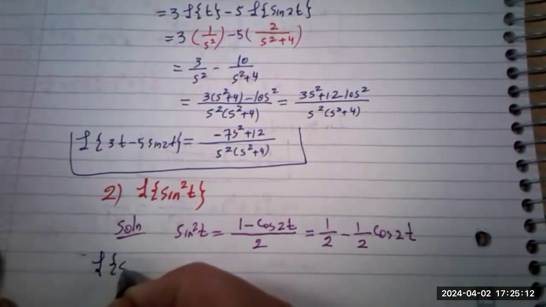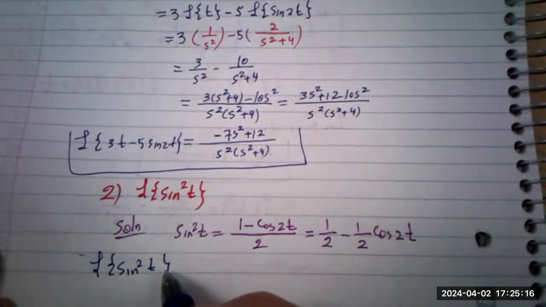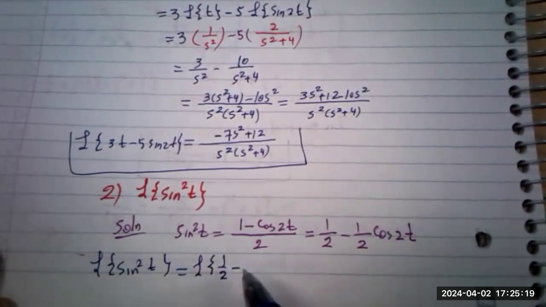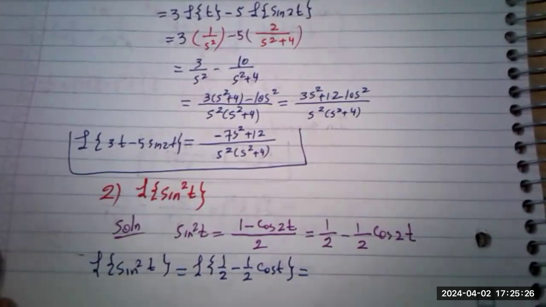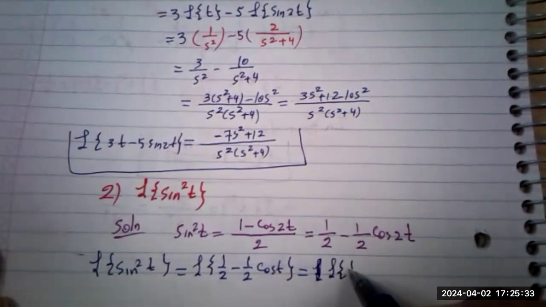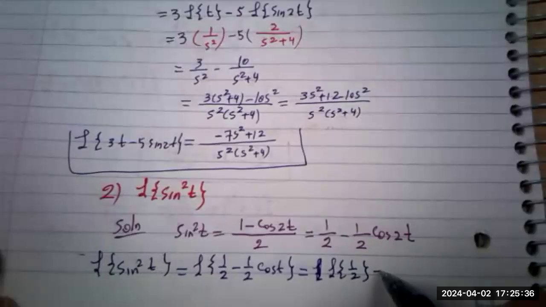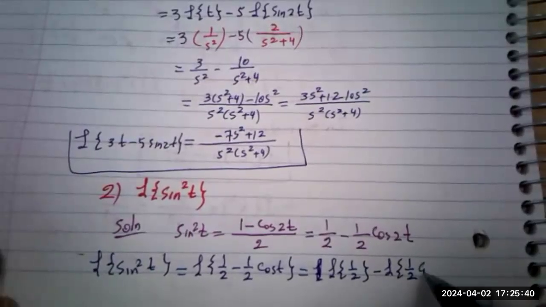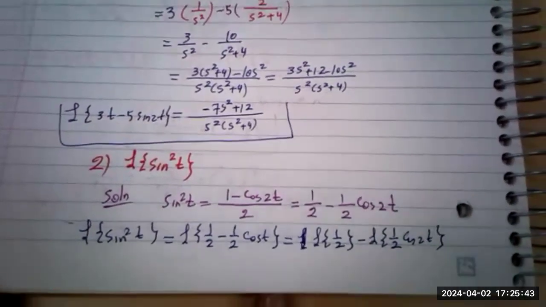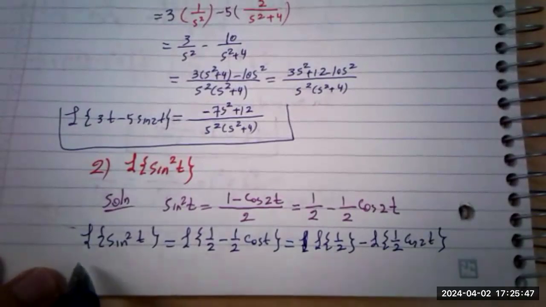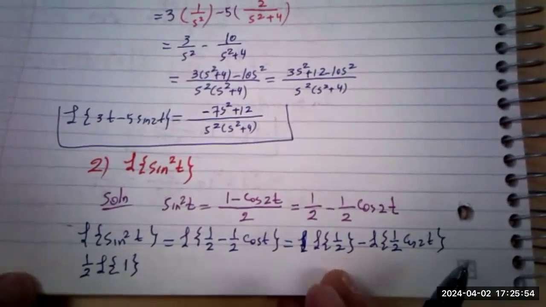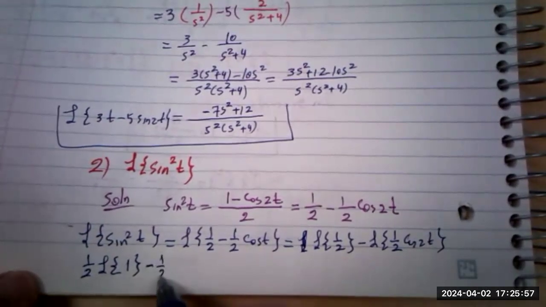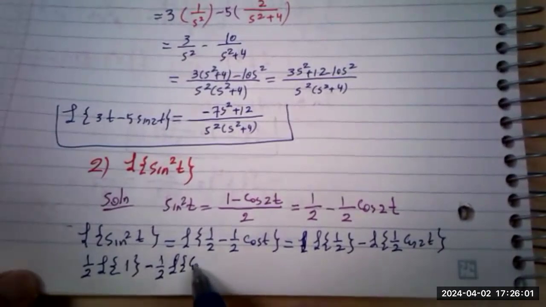So the Laplace of sine squared of t is going to be equal to the Laplace of 1/2 times the bracket of 1 minus cosine of 2t. So the first one would be Laplace of 1/2. The second one would be minus the Laplace of 1/2 cosine of 2t. Now the coefficients: the first one, you take out the 1/2, and the leftover would be Laplace of 1, which is 1 over s, minus 1/2 Laplace of cosine of 2t.